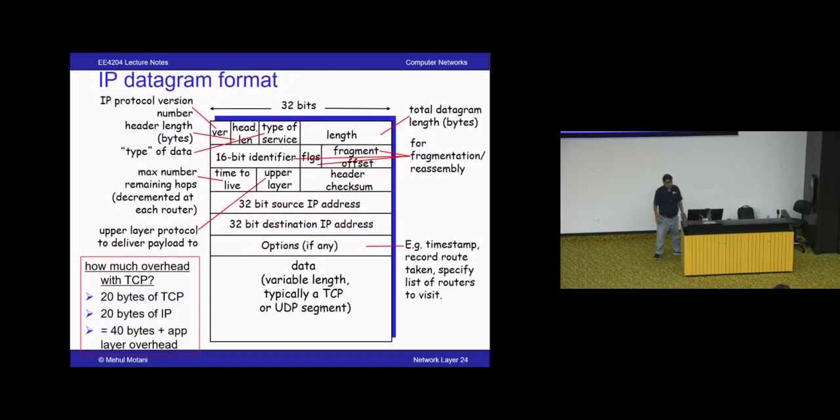Okay, here's the anatomy of an IP packet. Again, we're going to do the same thing we did with the transport layer. We're going to take data in chunks of 32 bits or 4 bytes, and then stack it on top of each other. So every row here is 32 bits. We have things like header length, the length of the datagram.